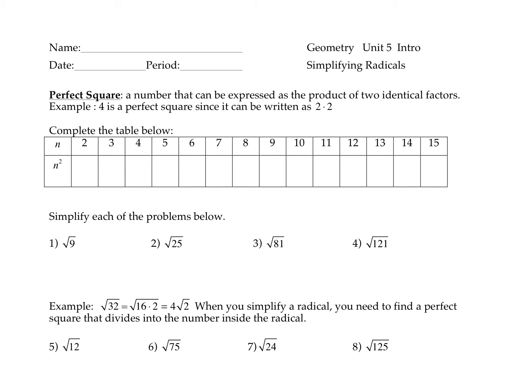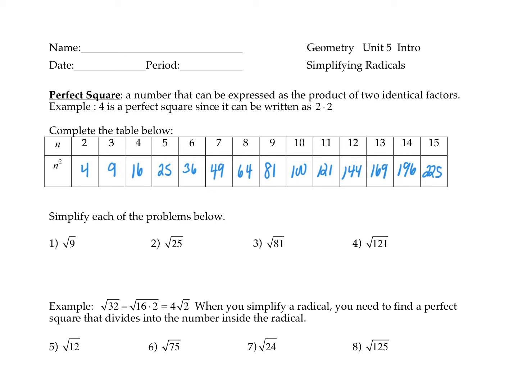I'm going to take a minute and complete this table by squaring each of the numbers in the first row. So 2 squared, as we said, is 4. 3 squared is 9. 16, 25, 36, 49, 64, 81, 100, 121, 144, 169, 196, and 225. Okay, of course, the perfect squares continue going on forever, but in this particular case, the numbers get pretty big pretty quickly, so this is what we need for now.